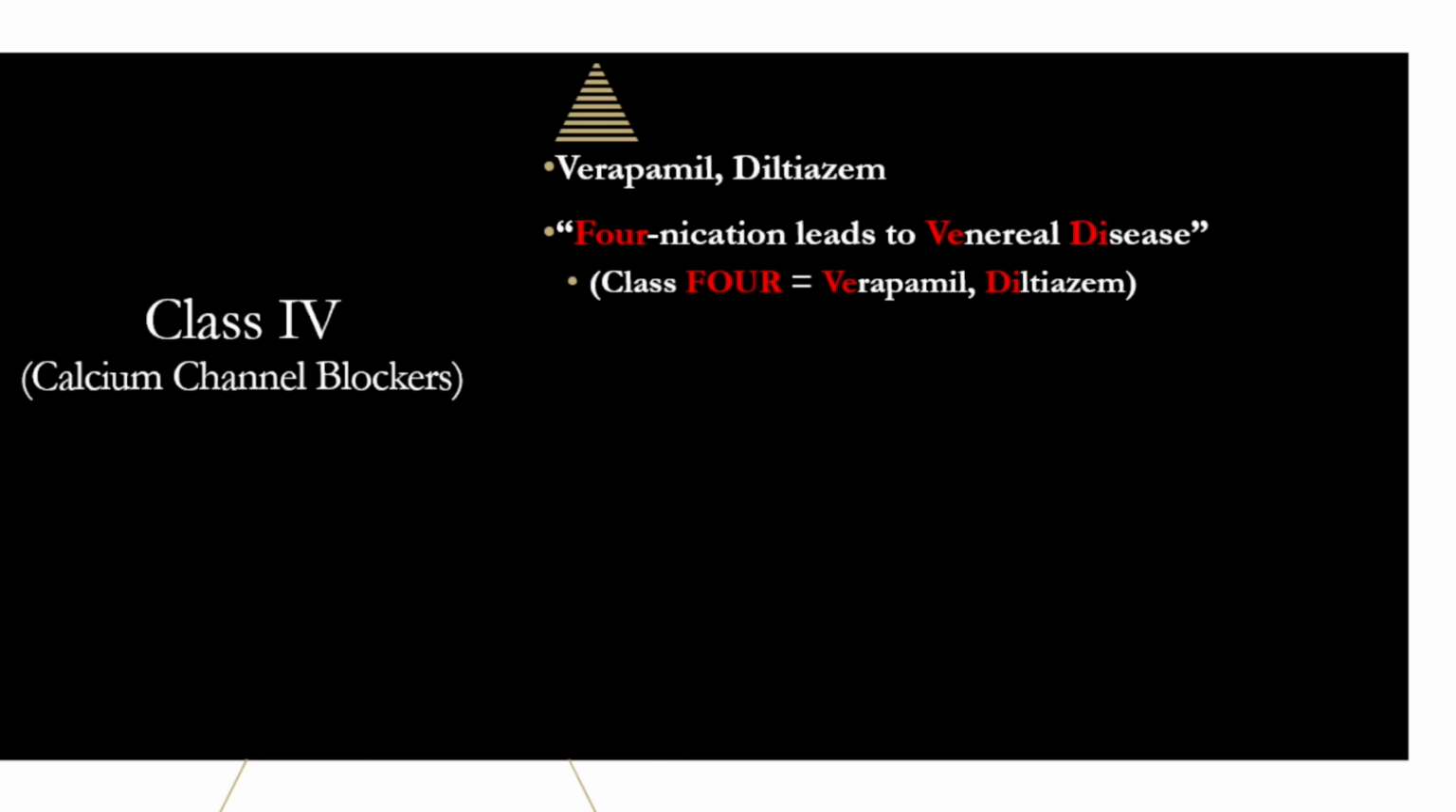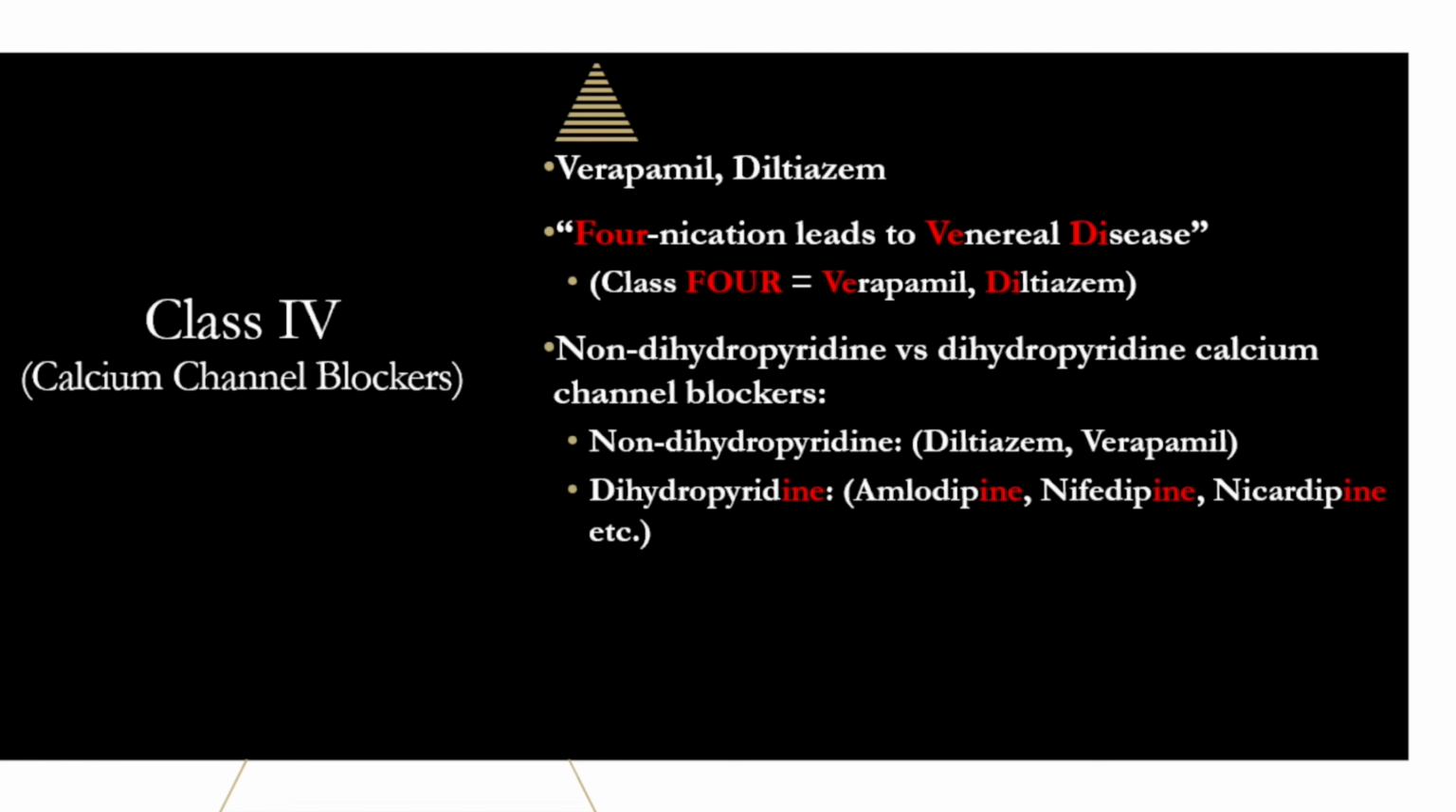Now, the next question you might ask yourself is, class 4 meds are calcium channel blockers. Why do we only have 2 meds listed? What about all of the other calcium channel blockers like amlodipine, nifedipine, etc.? Why are we only discussing diltiazem and verapamil? So for that, we need to quickly review the different types of calcium channel blockers and what they do. So there's 2 different types of calcium channel blockers. We have non-dihydropyridine and dihydropyridine. Non-dihydropyridine are diltiazem and verapamil, which we're going to go over in more detail in a moment. And dihydropyridine are all of the others, amlodipine, nifedipine, nicardipine, etc.